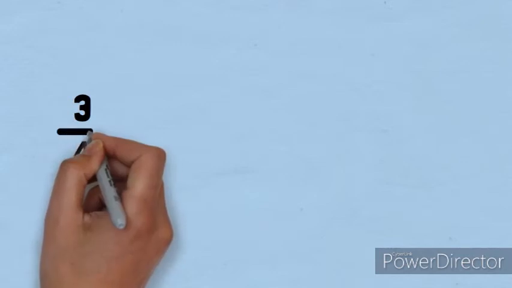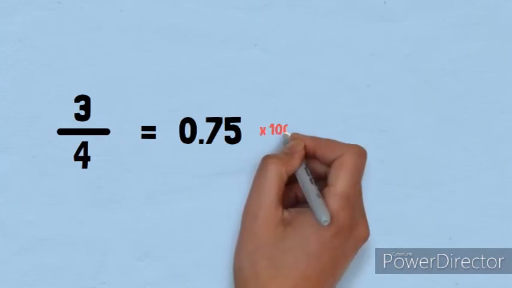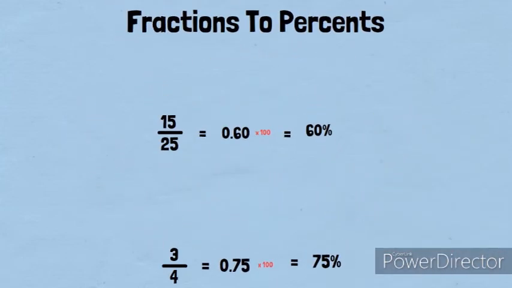3 by 4. 3 divided by 4 is 0.75. Now multiply this times 100. 0.75 times 100 is 75. So therefore your answer is 75%.